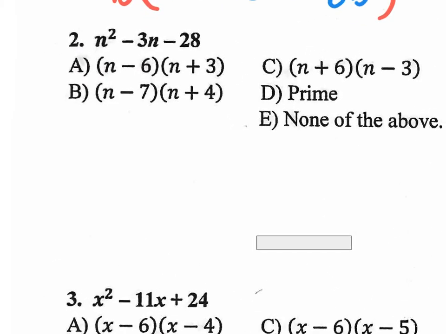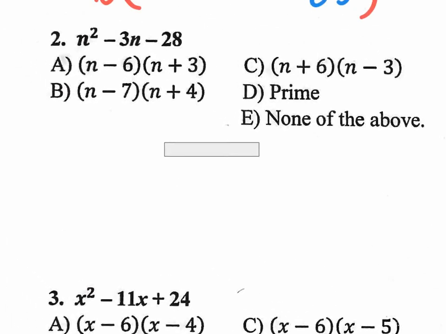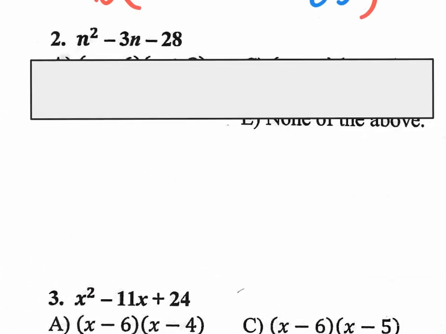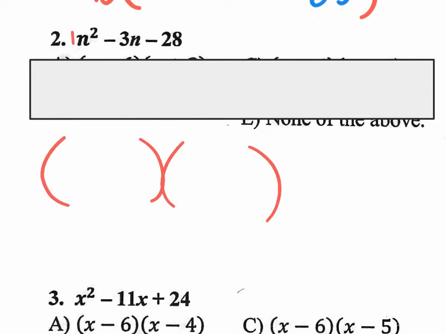Okay, so number 2. Let's ignore the answers for a bit. And that is really easy to do because the A value is 1. When the A value is 1, you can put the variable there and the variable there. And you think, what times what is negative 28 that if you combine together is negative 3? Now, if you're struggling with this, think of the multiples of negative 28. So it's always what times what is the C value that if you combine together is a B value.